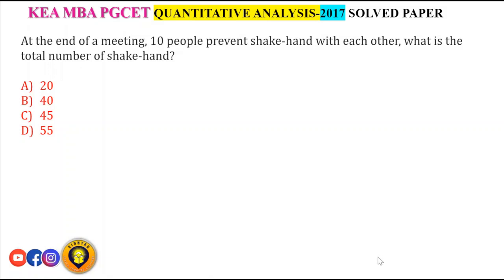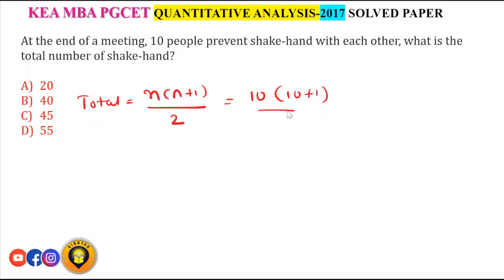At the end of a meeting, 10 people shake hands with each other. What is the total number of handshakes? So there are 10 people. The direct method is n into n plus 1 by 2. Total number of handshakes will be n into n plus 1 by 2, which is 10 into 10 plus 1 divided by 2, that is 10 into 11 by 2, 2 5s are 10, 11 5s are 55. Answer is option D, 55.